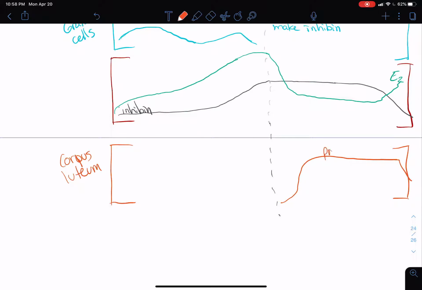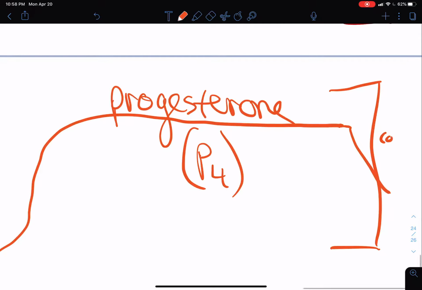So progesterone. Sometimes in the literature, you'll see this abbreviated as P4. And then whenever it dips off and we don't need it anymore, then it becomes a corpus... oh, goodness. Corpus albicans.